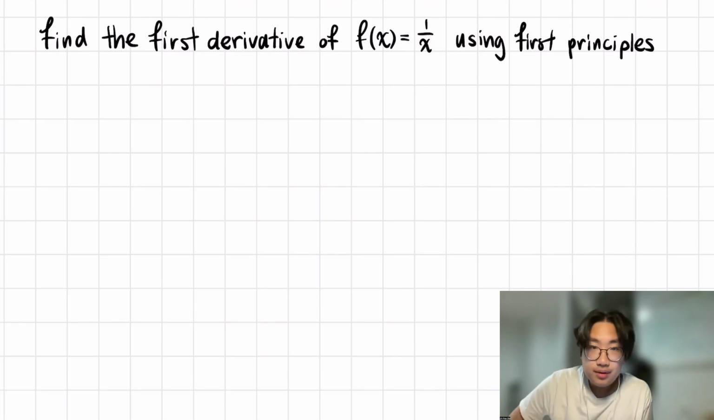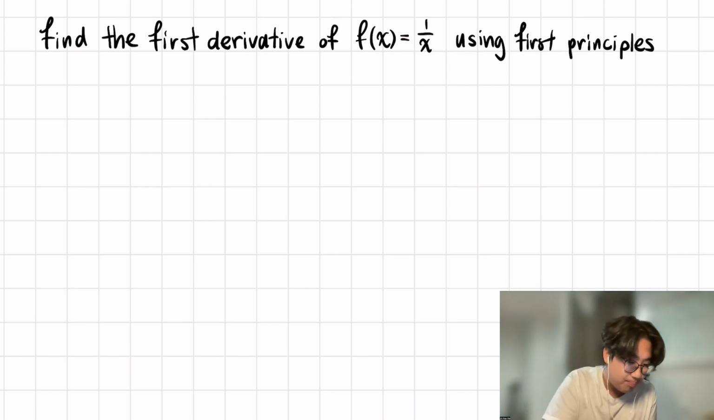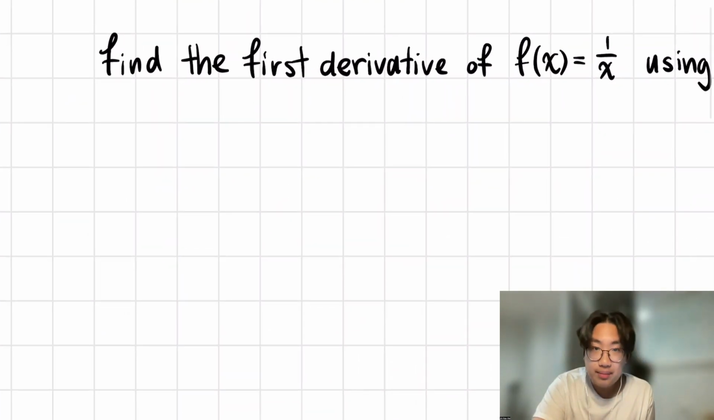Okay, welcome to another video on finding the derivative using first principles. This time we're going to look at f of x is equal to 1 over x. Let's get into it. Again, as always, we start out with the limit definition.